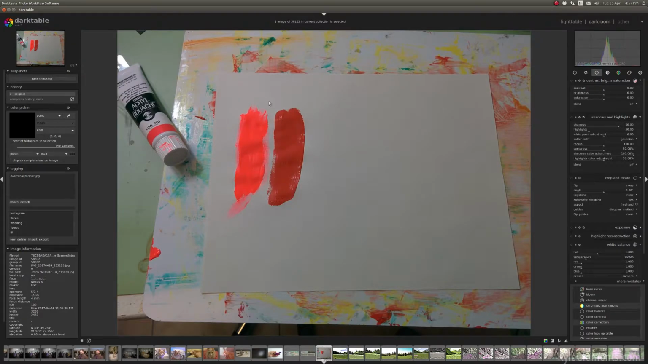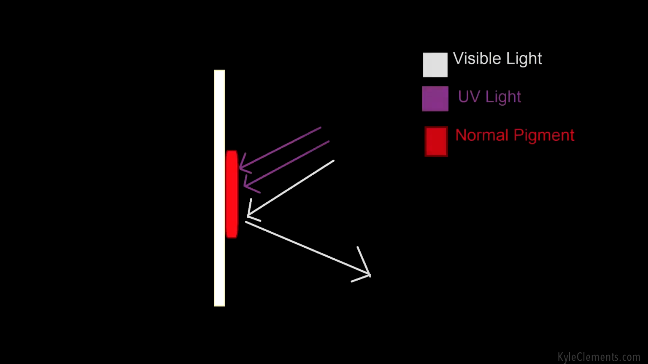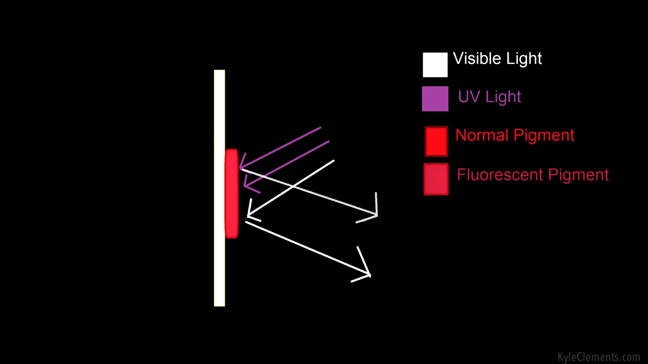One of the interesting things about fluorescent pigments is that they actually absorb ultraviolet light, which is part of the light spectrum that is outside of what the human eye can see. The pigment then converts that ultraviolet light down to a lower energy visible light that bounces back. So these pigments actually are bouncing off more visible light than they receive.